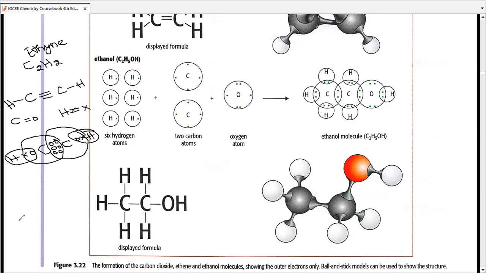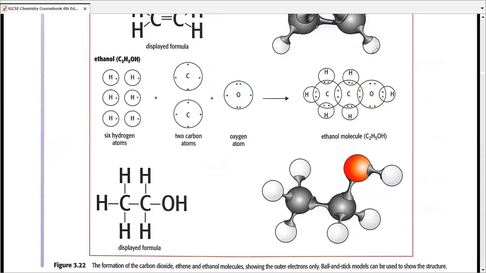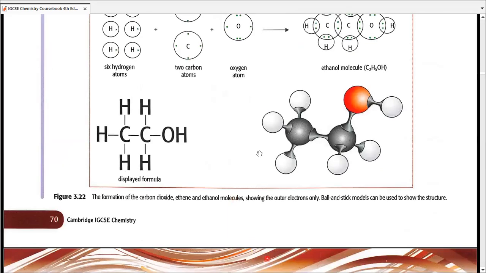Clear enough? Right, sir. Yes. So yeah, I wanted to go with this example of ethanol or ethanoic acid or ethyne in specific. Let's move forward. I hope you're clear with covalent bonding. So let's move ahead with ionic bonding.